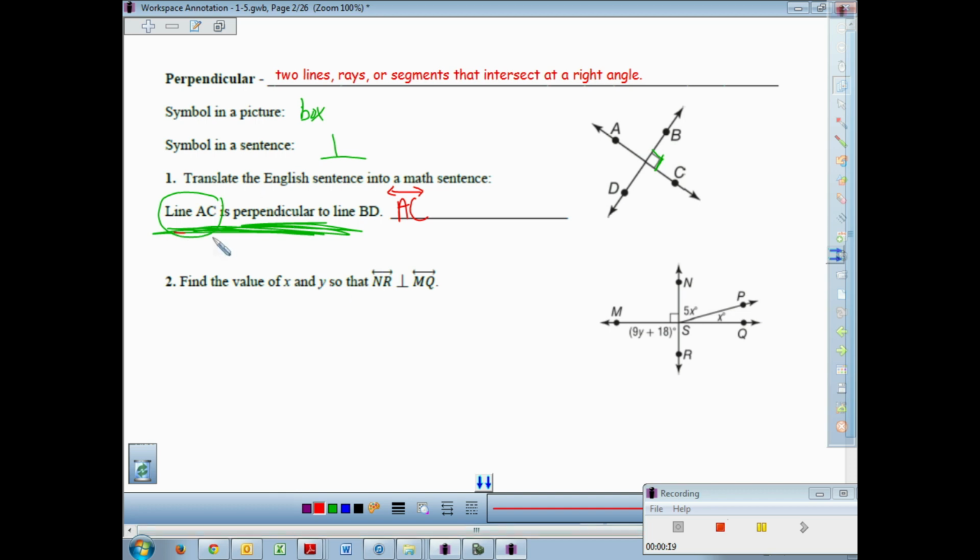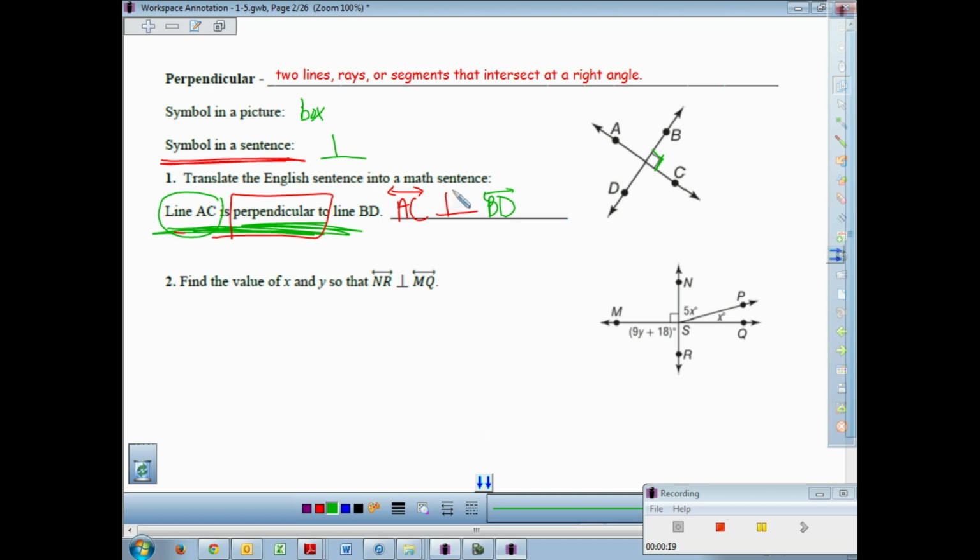Then is perpendicular to. So this is a sentence, correct? We need the symbol in a math sentence. Should we put the right angle box or should we put the upside down capital T? Boom. And then line BD comes next. That's pretty simple. That right there is taking the English sentence of line AC is perpendicular to line BD and putting it into straight, old math symbols right there.